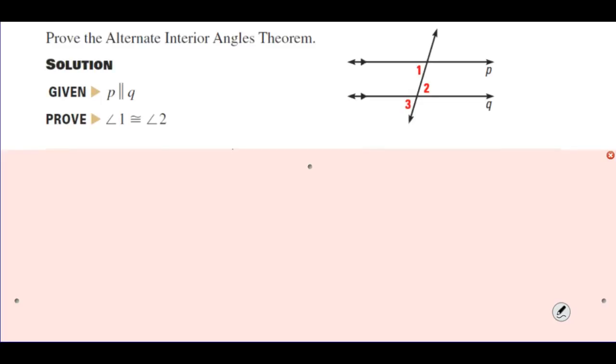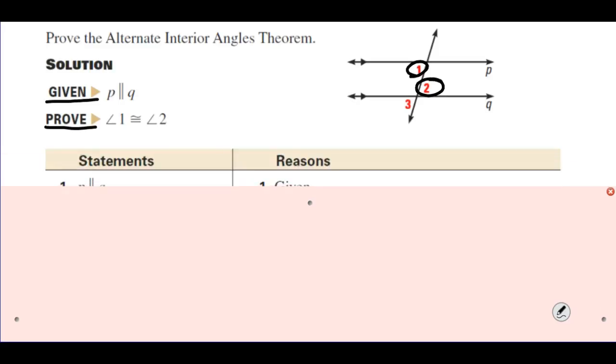Anytime you have to do a proof, you are given a particular statement, or there is information that is given to you based on a diagram, based on some kind of sentence, but there is information that is given. And then there's something that you're trying to prove. Now, in this example, we are given that line P is parallel to line Q. And we're trying to prove, beyond a shadow of a doubt, that angle 1 is congruent to angle 2. These are the alternate interior angles.